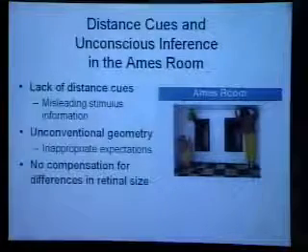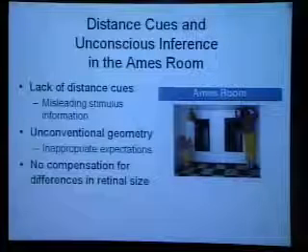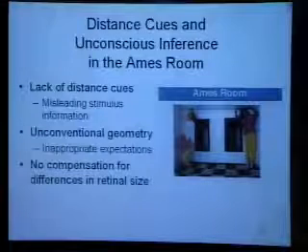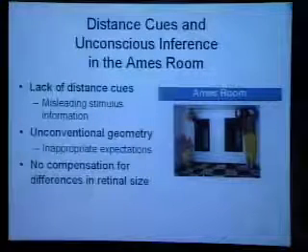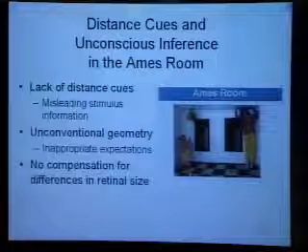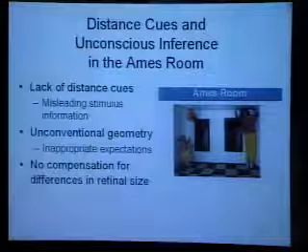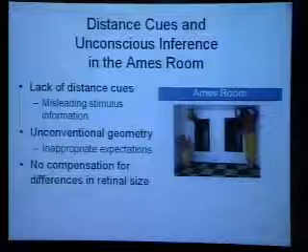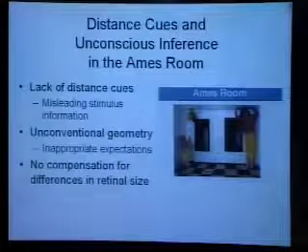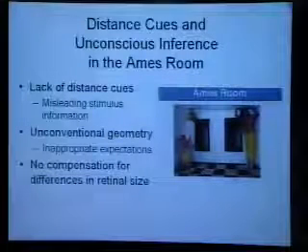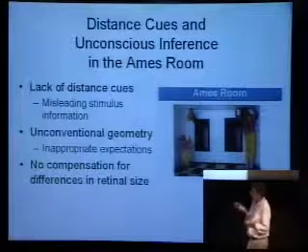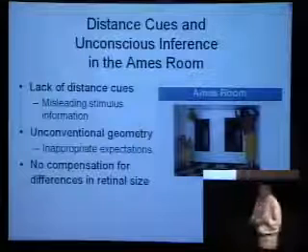So again, in the Ames room, we have a lack of the usual distance cues. There's very misleading stimulus information. Even the floor here, notice this checkerboard floor creates perspective lines in the way that Raphael's painting the School of Athens did, but these aren't in fact square, okay? They're trapezoidal as well in shape to create this illusion. So there's unconventional geometry. We don't expect it, so we bring to the perception inappropriate expectations about what things are going to look like, so we don't compensate because of the lack of distance cues, because of the unconventional geometry.